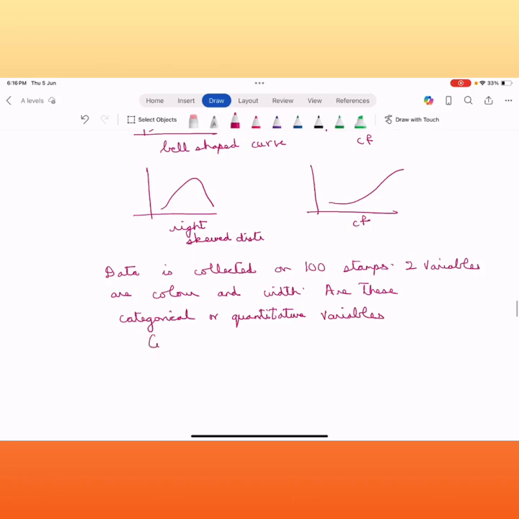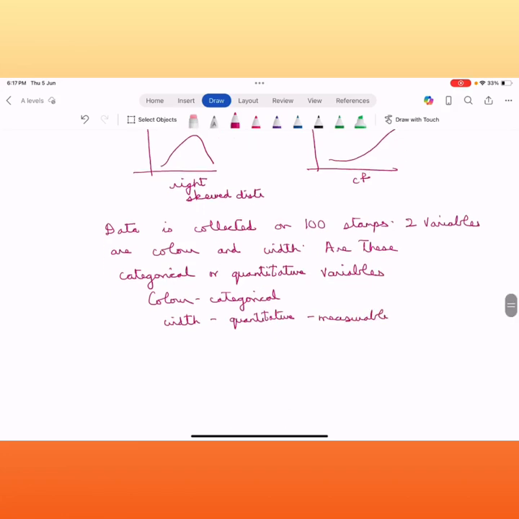So color is a categorical variable. Why is it categorical? Because it's depending on the name. And width is a quantitative variable. It is a quantitative variable because it is measurable.